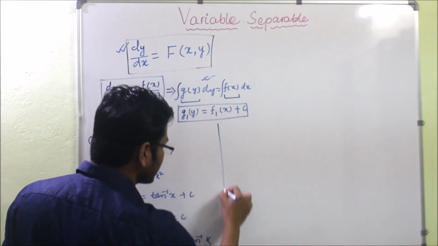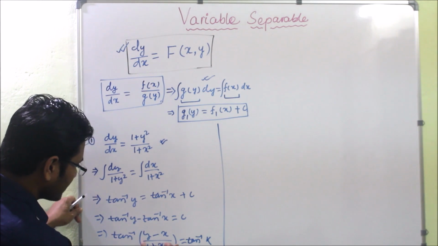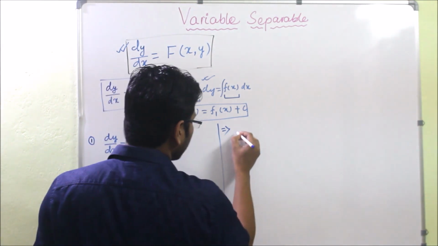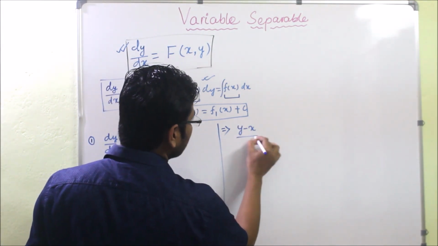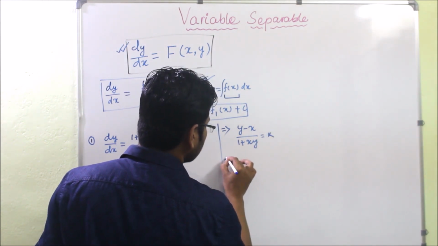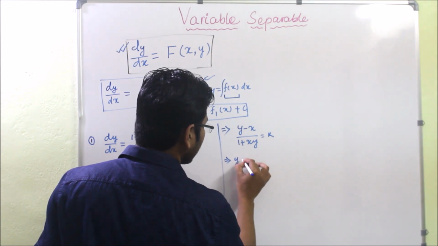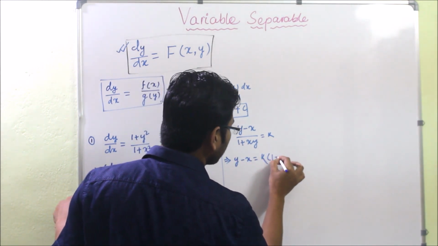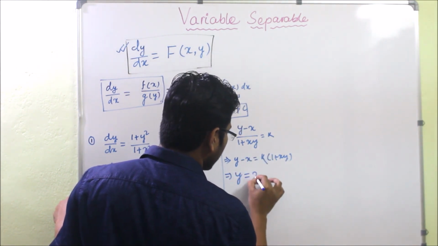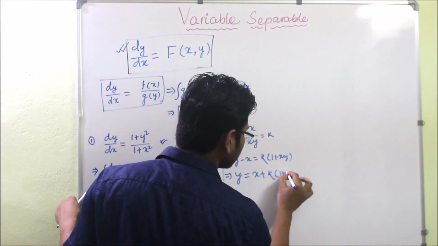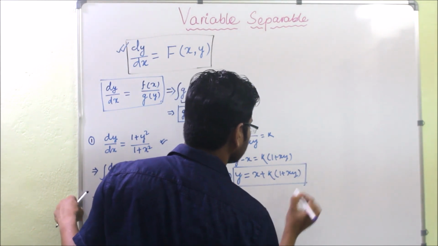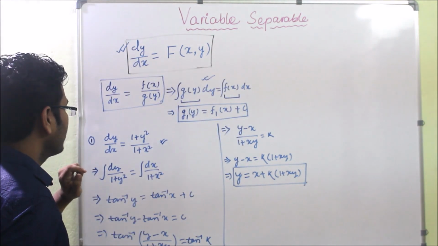So from this equation, what can we write? This is tan inverse of something equal to tan inverse of something. So from these two we can write (y minus x) divided by (1 plus xy) equal to k. Or if we simplify again, it will be y minus x equal to k into (1 plus xy). So finally y will be what? y will be x plus k into (1 plus xy). So this is the solution of this differential equation.